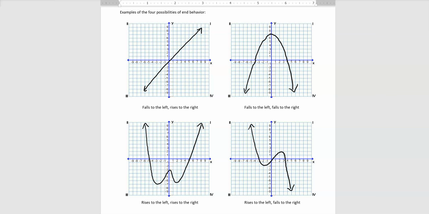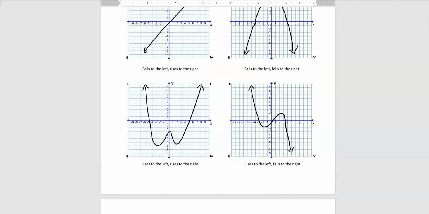So this first one here is an example of a graph falling to the left and rising to the right. Falls to the left, rises to the right. That's because as I'm going left, my graph is going down, whereas as I'm going right, my graph is going up. This next example over here is falls to the left, falls to the right. As I go to the left, my graph is going down. As I go to the right, my graph is going down.